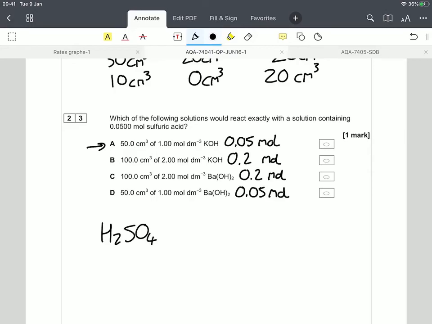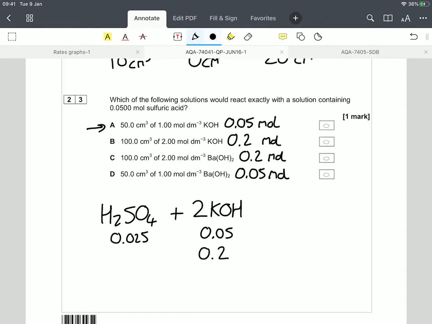Sulfuric acid is diprotic. It has 2 hydrogen ions in it, so it would react with 2 moles of potassium hydroxide, right? Which basically means that if you had 0.05 moles of that, you'd only need 0.025 moles of that, which is what makes it the wrong answer, okay? We also can't have 0.2 moles of that because that would give you exactly 0.1 moles of that needed. So basically, potassium hydroxide's out.